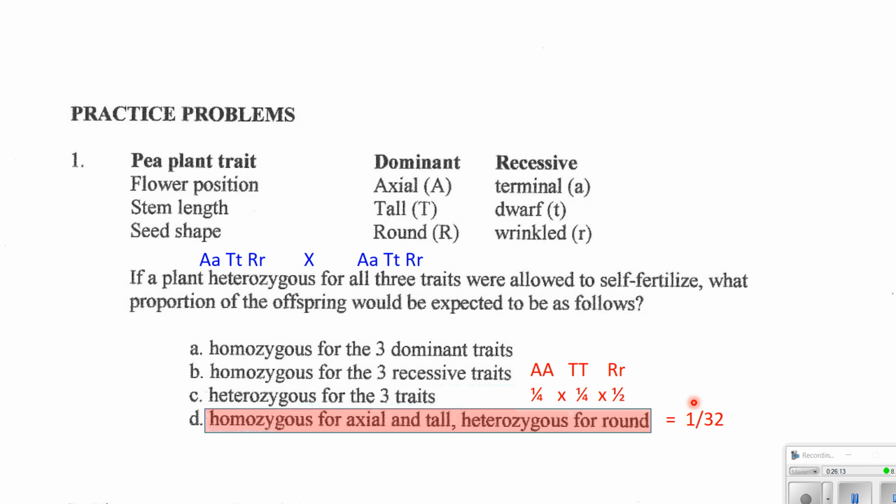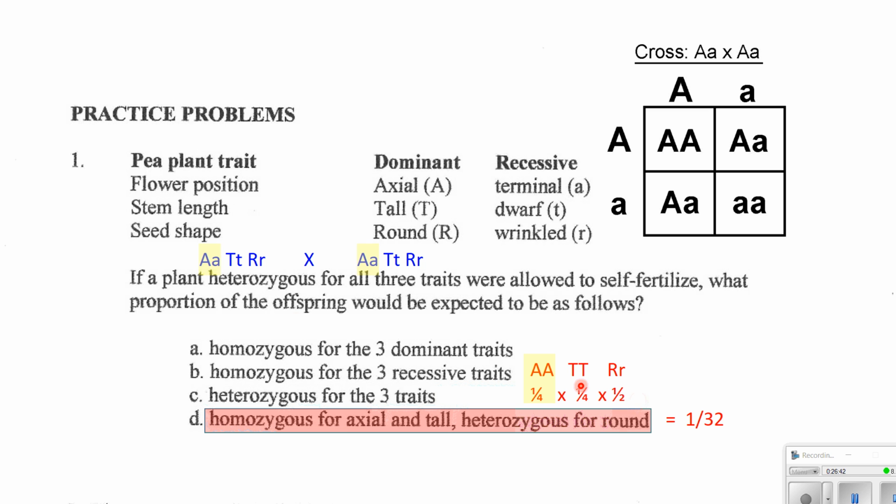Now, I've done this for long enough that I know some of you are sitting there thinking, oh, Mr. Cavendish, you're going so fast. How do I know exactly what these little fractions are? I know how to multiply, but how do I know I've got the right fraction? If you're confused as to why this is 1/4 or why this is 1/2, you can always do a Punnett square. Just break it up into little Punnett squares.